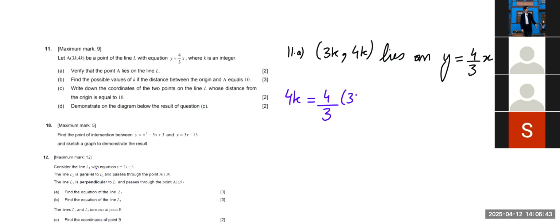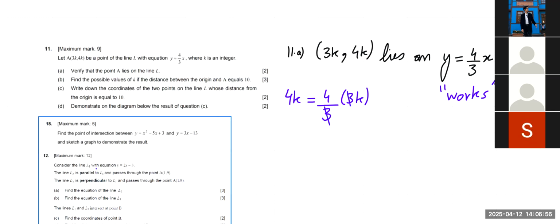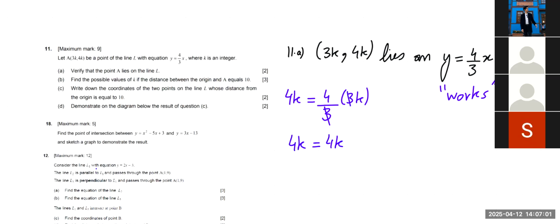right? And I've plugged in the point and let's see if it works. Like I'm saying "works" with finger speech marks because you guys can't see me. So now let's see. We can cancel out the threes, right? That leaves us with 4k equals 4k. And as you can see, that works. That's a true statement, isn't it?